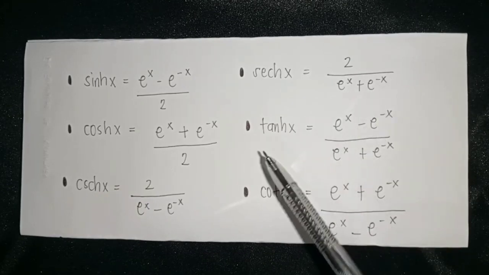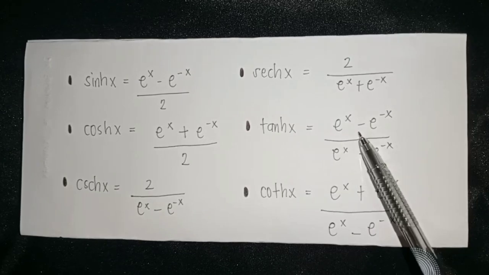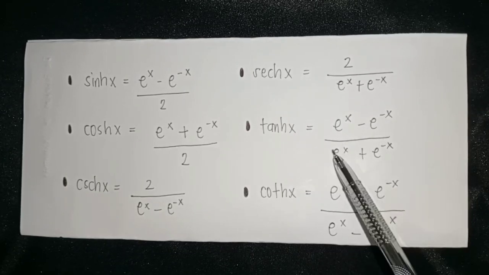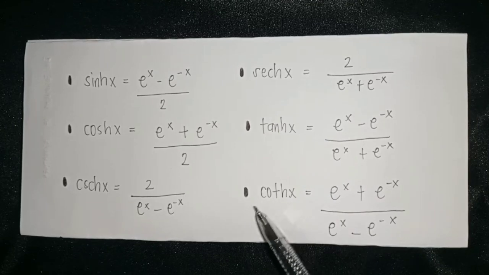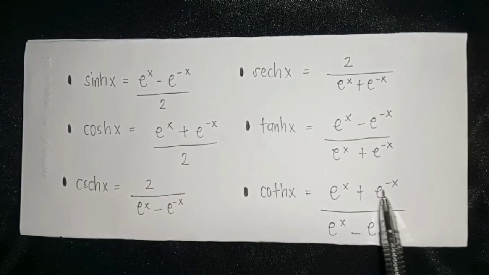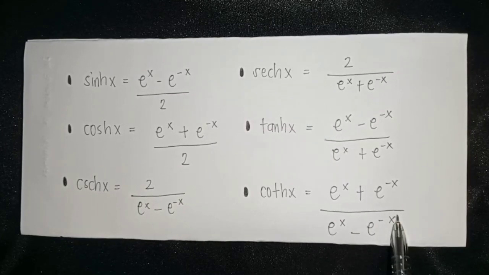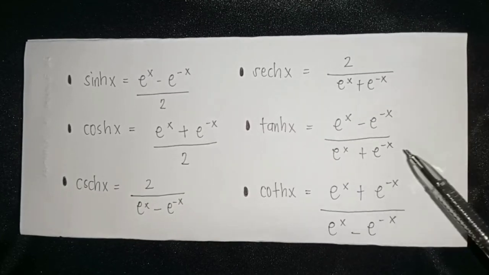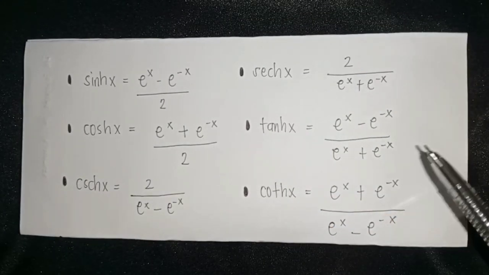The fifth one, hyperbolic tangent x, is equal to e raised to x minus e raised to negative x over e raised to x plus e raised to negative x. The last one, hyperbolic cotangent x, is equal to e raised to x plus e raised to negative x over e raised to x minus e raised to negative x. All of these are the exponential forms of the hyperbolic functions.